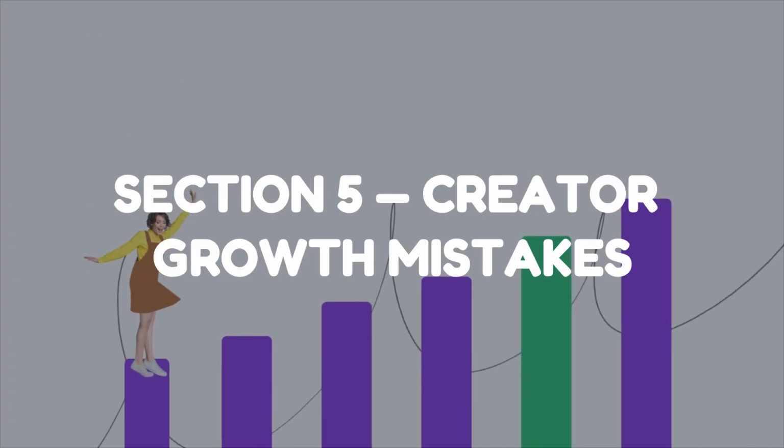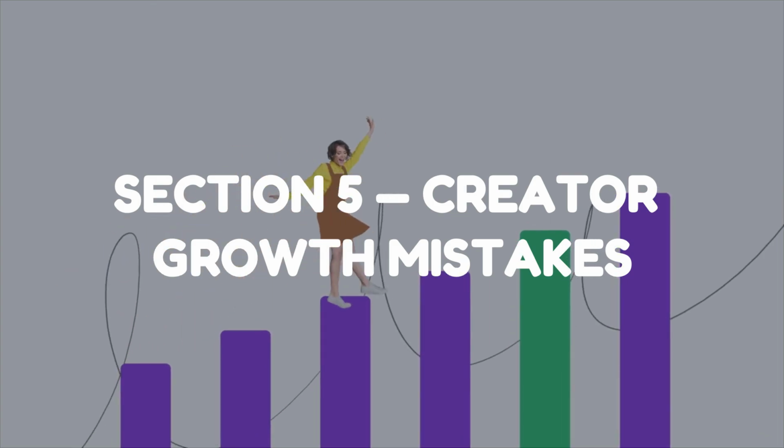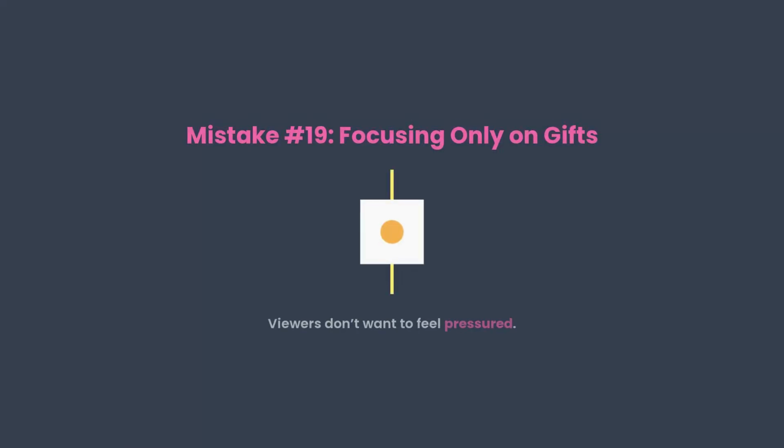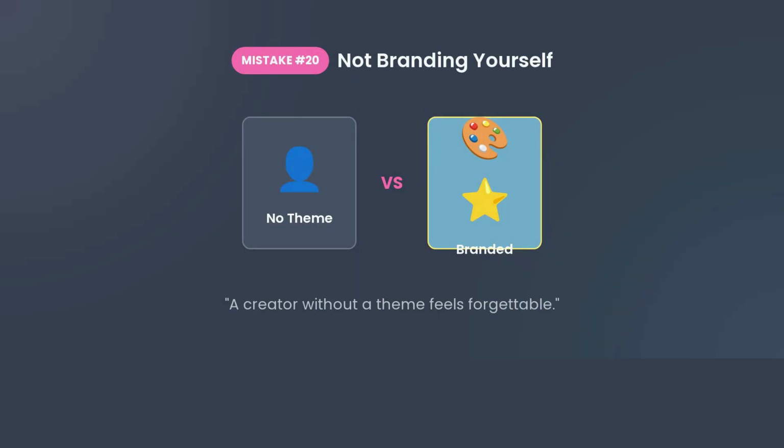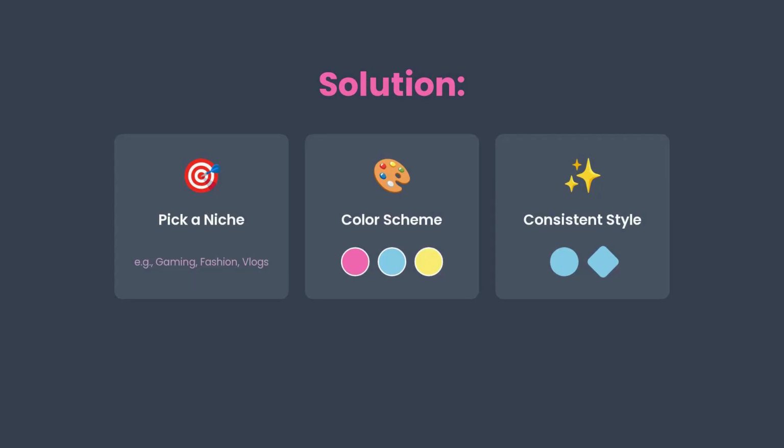These mistakes affect algorithm performance and long-term growth. Mistake number 19, focusing only on gifts. Viewers don't want to feel pressured. Here's a solution. Create fun, value-driven content. Gifts will come naturally. Mistake number 20, not branding yourself. A creator without a theme feels forgettable. Here's a solution. Pick a niche, color scheme, and consistent style.